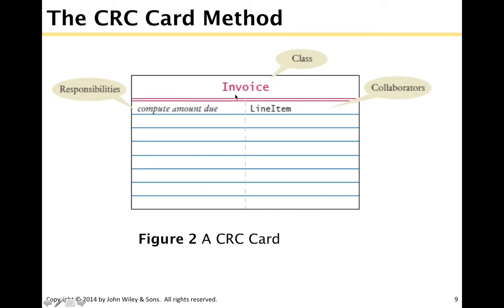The index card name is the class name. Below that we have two columns. In the first column we put the responsibility. In the second column we list the collaborators needed to accomplish the responsibility. So here the example is that the invoice class is responsible for computing the amount due. To compute the amount due, we need the information of a line item. So this completes a CRC card.